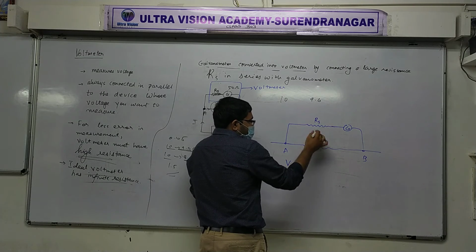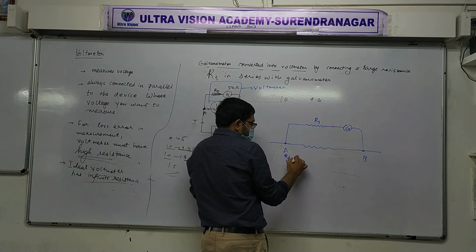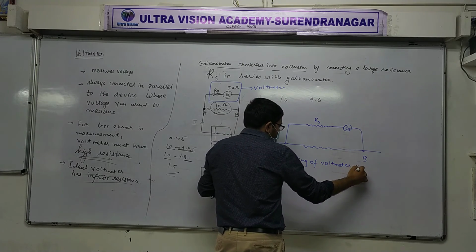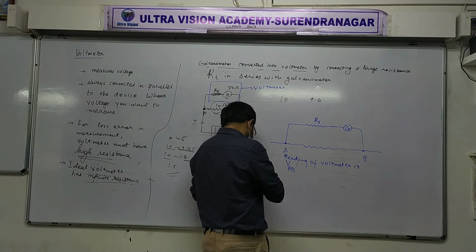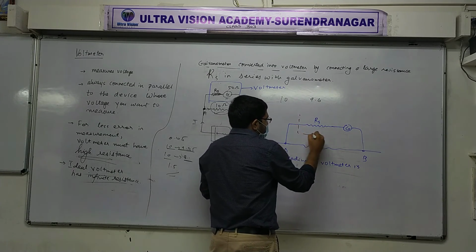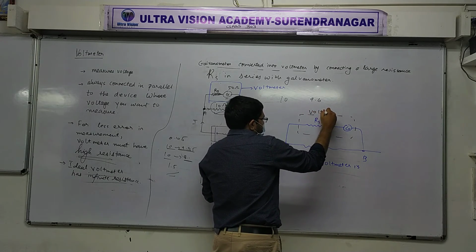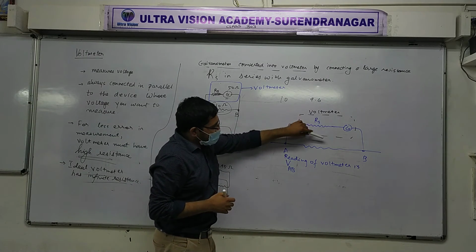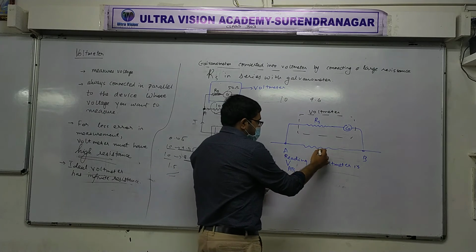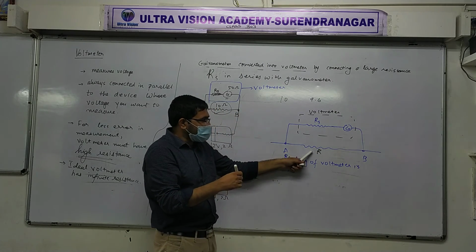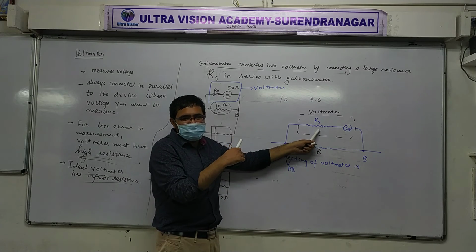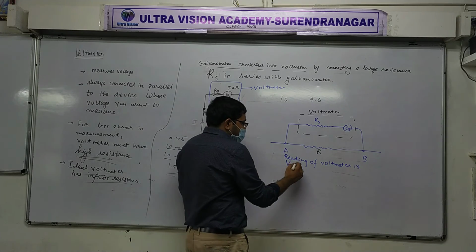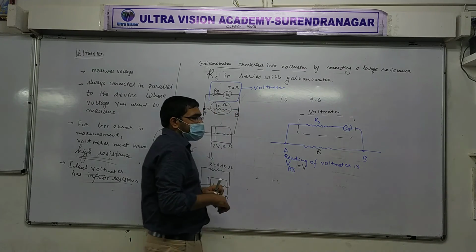Do you agree that the reading of this voltmeter is VAB? VAB means the potential difference between A and B. This is the voltmeter. Clear or not clear? This voltmeter is connected in parallel to this other resistance R, which we want to measure. This is of no use for us. Focus here, inside this box. So VAB is V, the reading of the voltmeter is V.